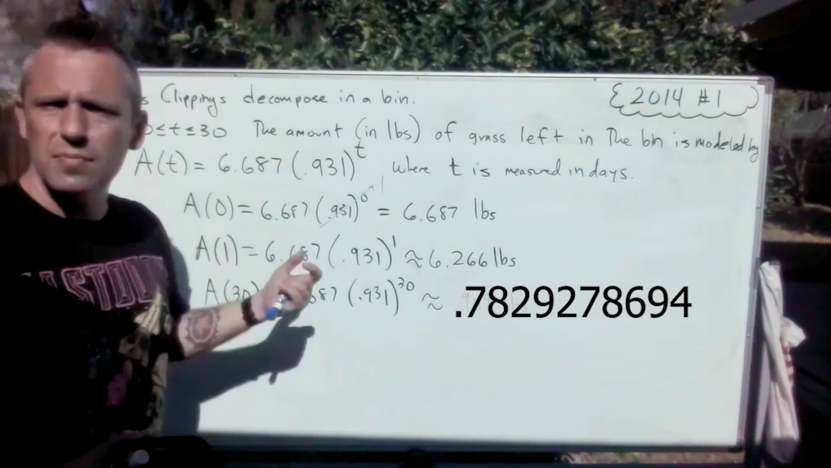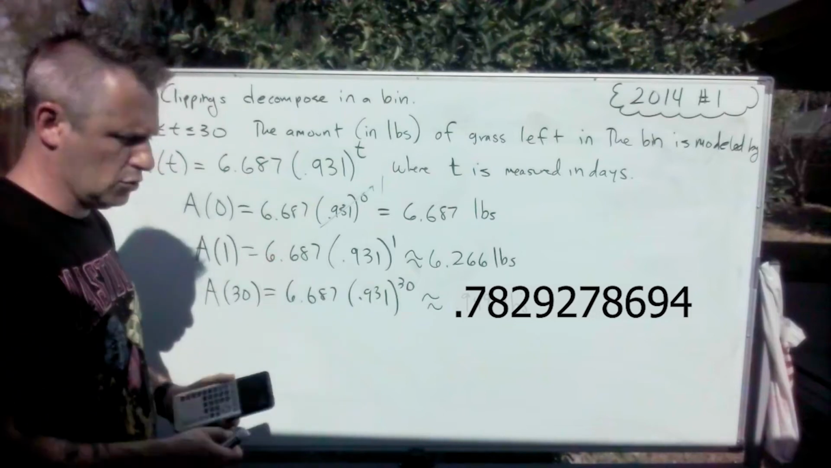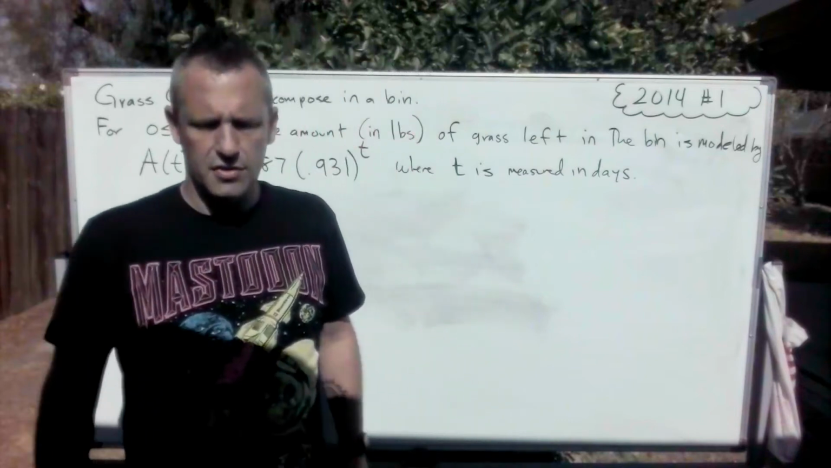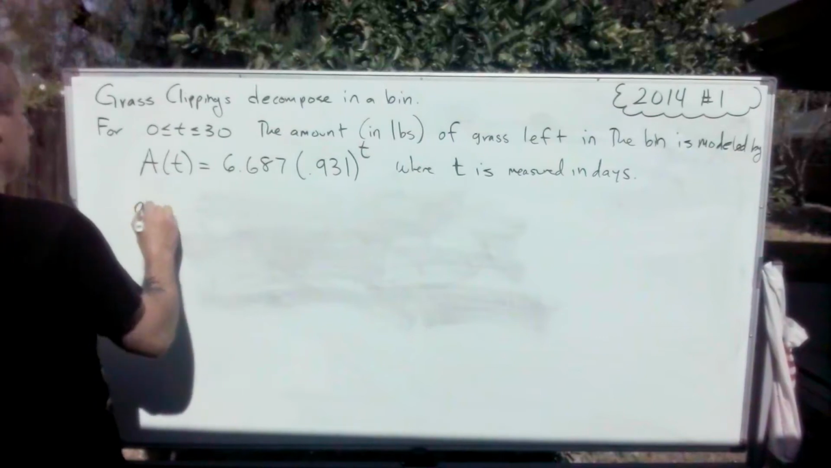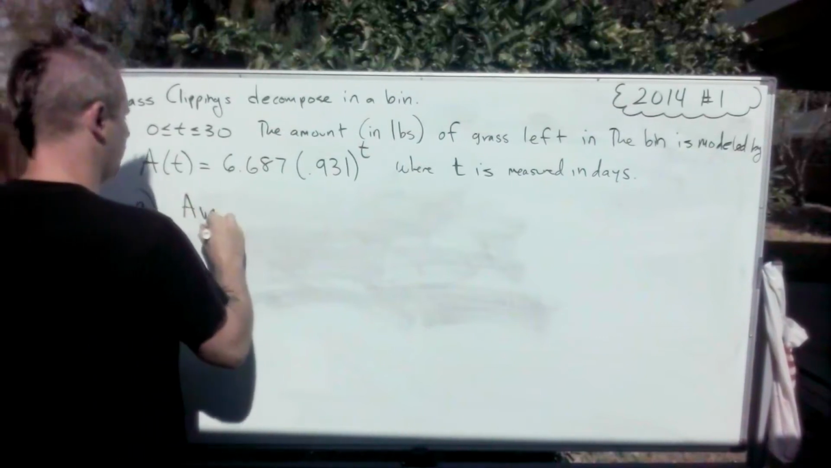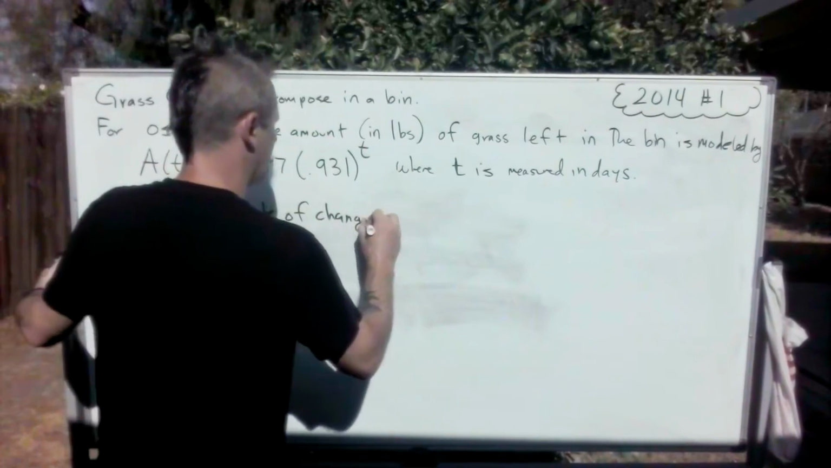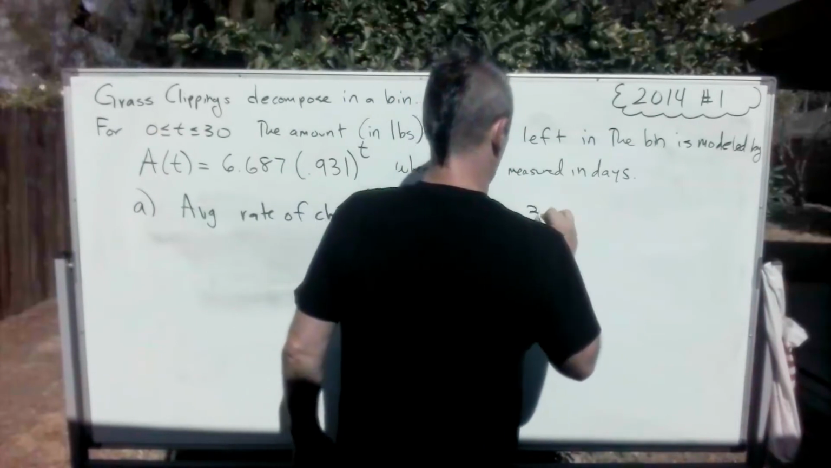Okay, so this is just me getting my bearings. This is telling me what's going on in each one of these days. So what does part A ask us to do? Part A asks us for the average rate of change of A over the 30 days.